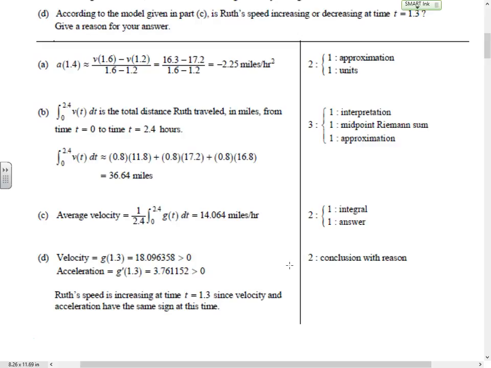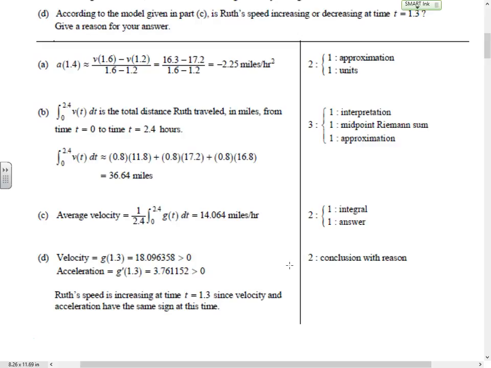Letter B. You get 1 check mark for writing total distance traveled and having miles in your answer. You could have written miles here, you could have put miles there. If they put total distance traveled, technically they should have put from 0 to 2.4 hours. Read the problem. It says, using units, explain the meaning of, or interpret the meaning of. 1 point is for saying total distance traveled from 0 to 2.4 hours, and they had to put miles somewhere.